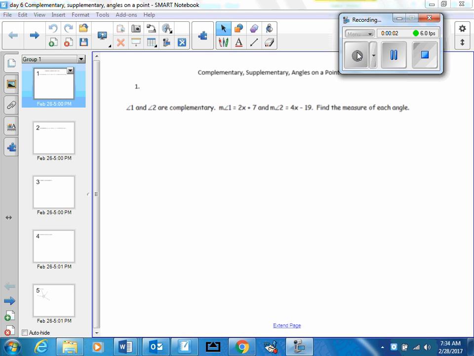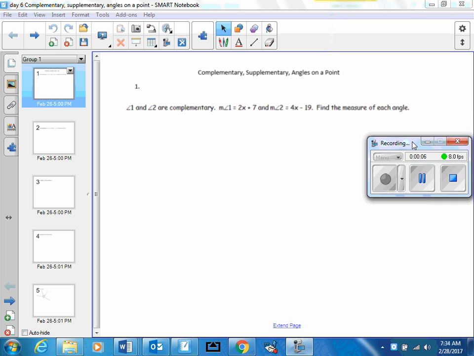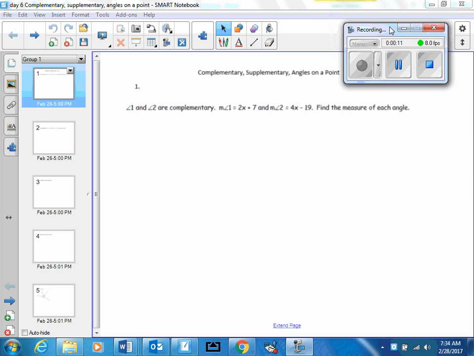This video will help you solve problems involving complementary angles, supplementary angles, and angles on a point. So looking at our first example, angle 1 and angle 2 are complementary. The measure of angle 1 is 2x plus 7, and the measure of angle 2 is 4x minus 19. Find the measure of each angle.